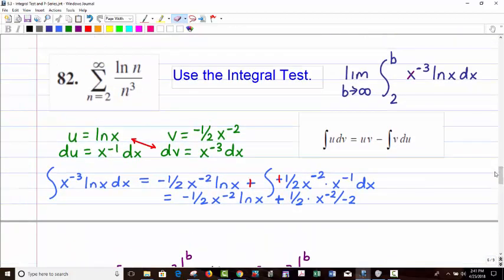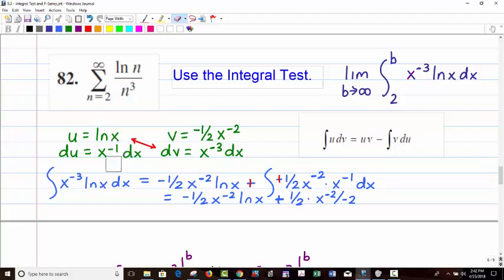So let's come down here and take a look at this one. ln of n over n cubed. The integral test works well for this one, albeit a bit messy. This is a good review of integration by parts. So you bring up the x, and of course b goes to infinity, put the b right there. Here, ln of x is u, and then dv is x to the negative 3.